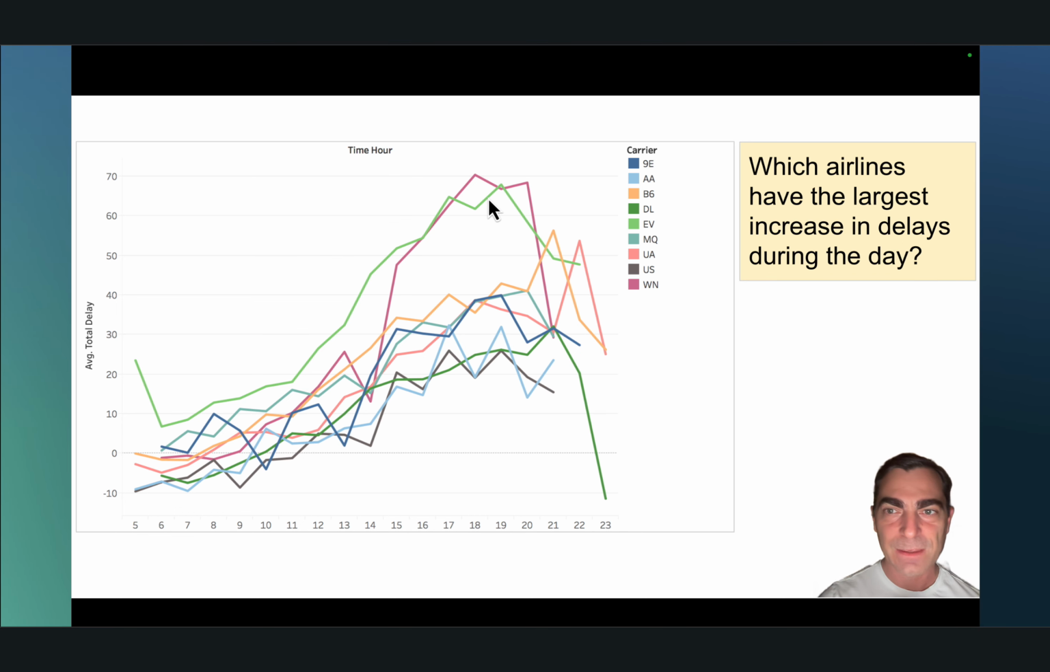Very easy. Next one, which airlines have the largest increase in delays during the day? Well, that's also not that hard. Look at this one, the purple-pink one. It goes up really, really steeply here. And the green one, again, it goes up really, really steep. So here it's similar to the previous ones, and then it goes up very, very quickly. So that's also very easy to answer.